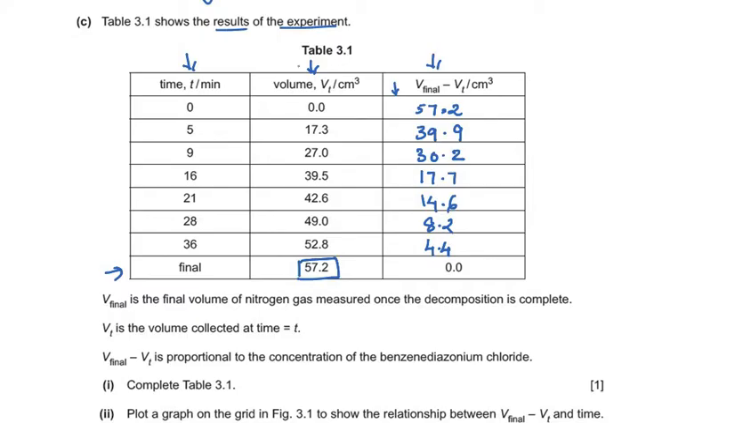The reason is that in the column Vt, we can see that the answer is written in one decimal place. So in the third column where the subtraction of the volume is done, I have also written the same number of dp's, that is decimal places, one decimal place. Here at the bottom of the table, it's also written that V final is the final volume of nitrogen gas measured once the decomposition is complete. So the whole reaction is allowed to complete, and then the final volume is measured, which is V final, and Vt is the volume collected at time equal to T.